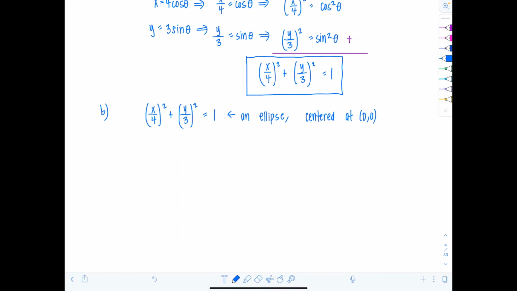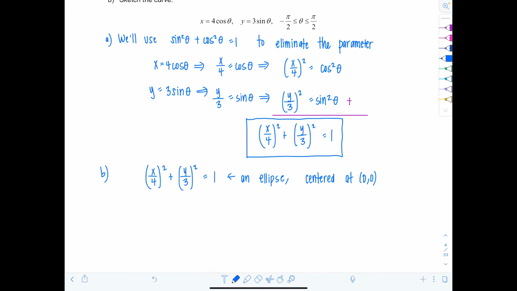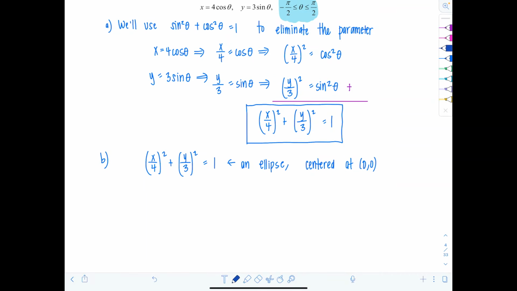And notice they gave me a restriction on the parameter. In this case, the parameter was theta, not t, no big deal. And theta is restricted between negative pi over 2 and pi over 2. Well, what does that mean? Since theta is restricted between negative pi over 2 and pi over 2, I'm only going to trace out part of the ellipse. Can you figure out which part?